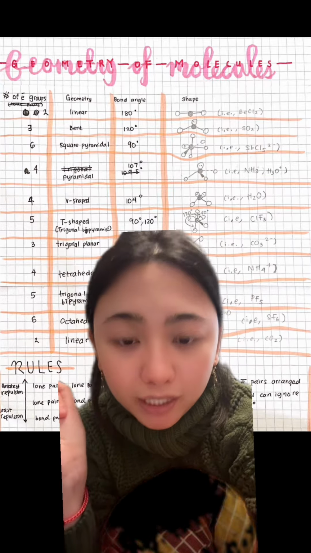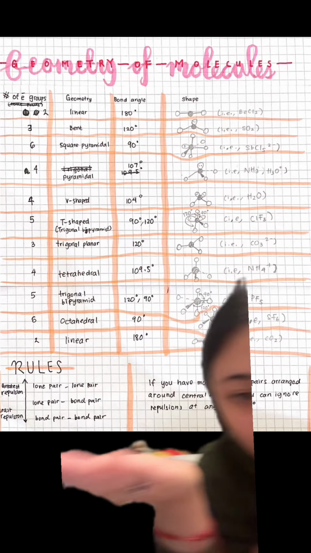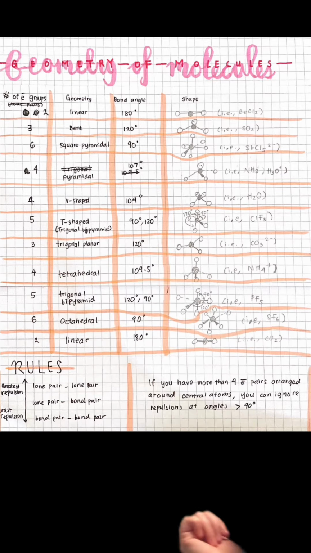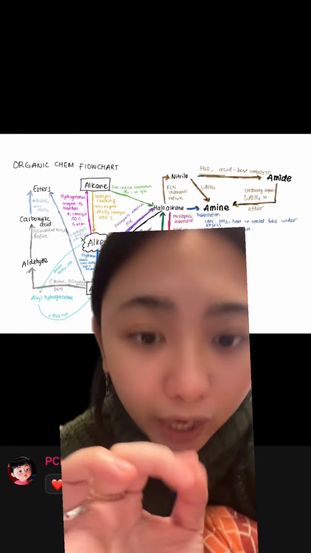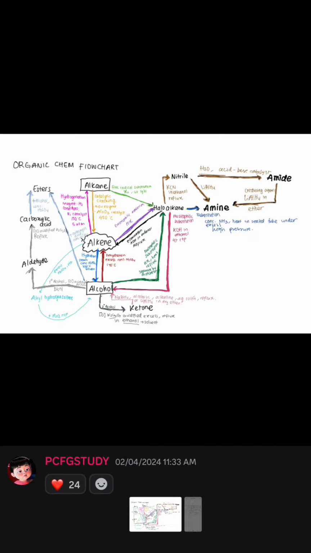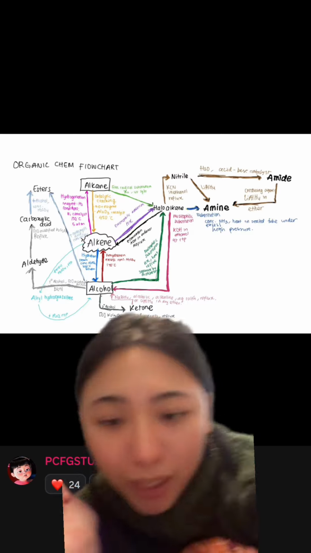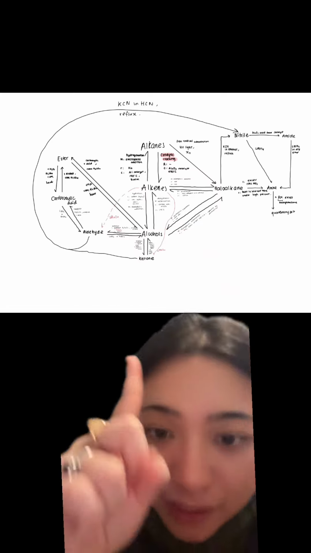Next is knowing the VSEPR theory and then putting it into a chart, something like this. I shall put it there so you can screenshot that. But you need to memorize the shapes because that will come up again and again and again. And then for organic chemistry, use flowcharts like this. I will move to the side so that you can screenshot that again. This is from my Discord server as well. Literally just keep rewriting this all over again until it gets into your mind.